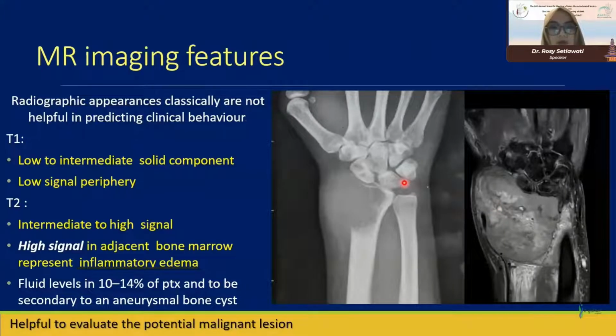MR imaging features are helpful in predicting the clinical behavior, because we cannot do this on the radiographic findings, and helpful to evaluate potentially malignant lesions. On T1, we can see a low to intermediate solid component with low peripheral signal in a portion of the tumor, and T2 shows intermediate to high signal. The high signal in adjacent bone marrow represents inflammatory edema. And a fluid level is shown in 10 to 14% of patients and is secondary to ABC.